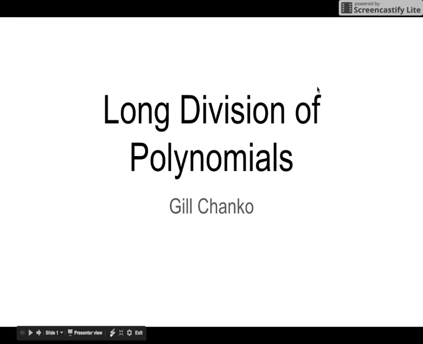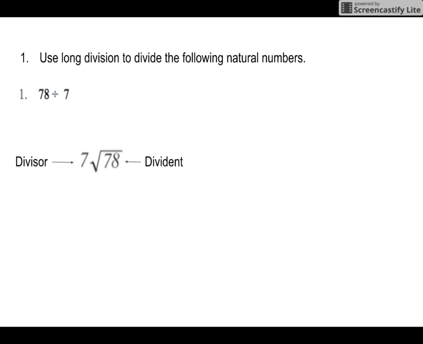Okay, so today we'll be doing long divisions of polynomials. So we're first going to start out by doing a problem with integers, just to remember what long division is like. So here we have our problem 78 divided by 7.